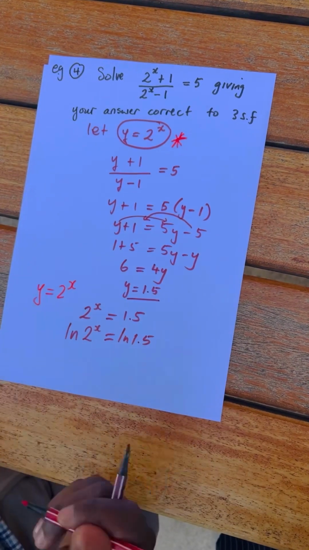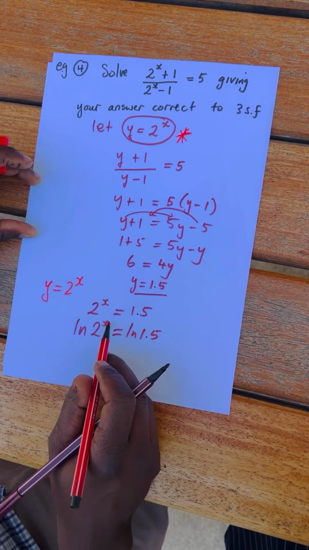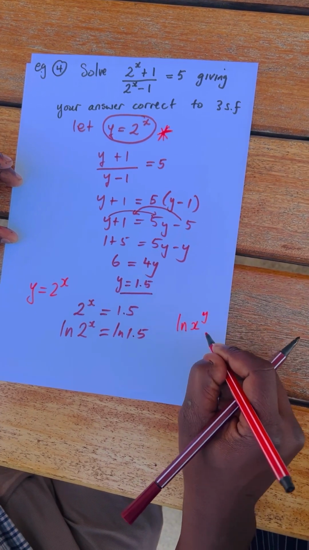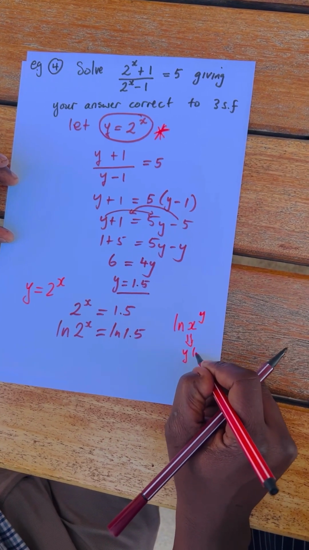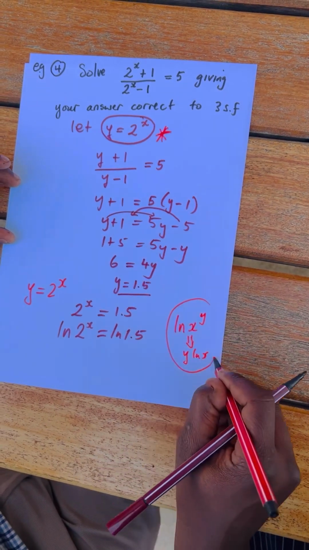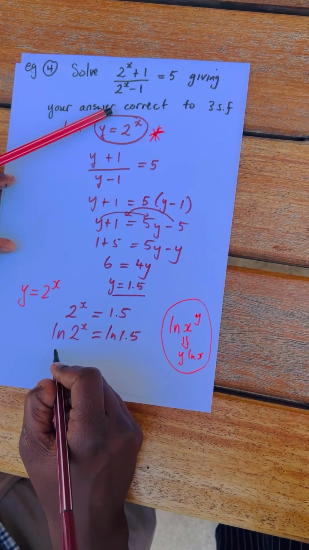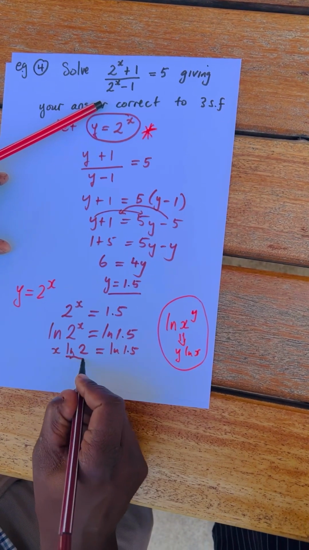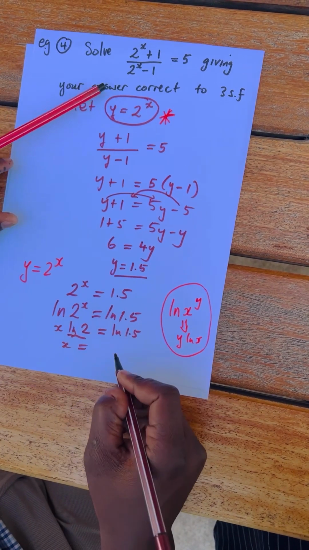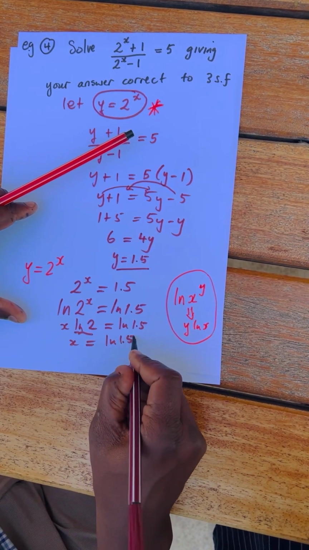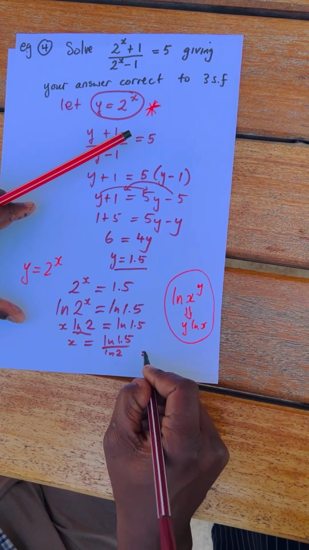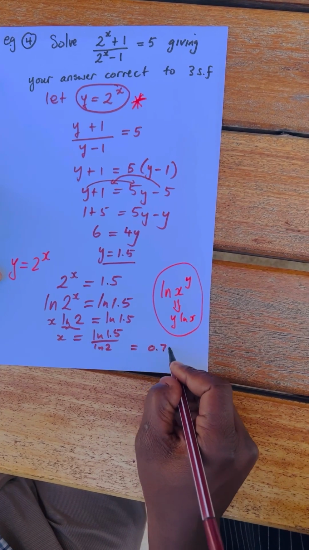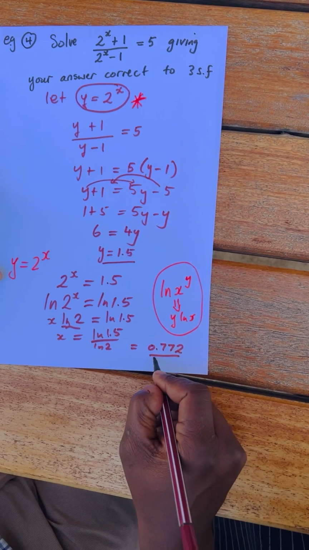Now, what I want to use here is that if I've got a power, it drops down. So if I've got ln of x to the power y, this is the same as y ln x, so the power drops. So the x drops down. I've got x ln 2 equals ln 1.5. I need x, so I can divide by ln 2 both sides: ln 1.5 over ln 2. And if I do that on my calculator, I get 0.772. Of course, I need my solution to 3SF.